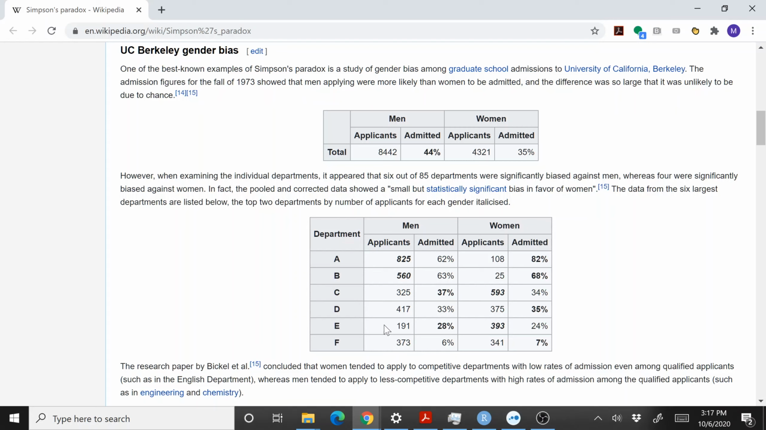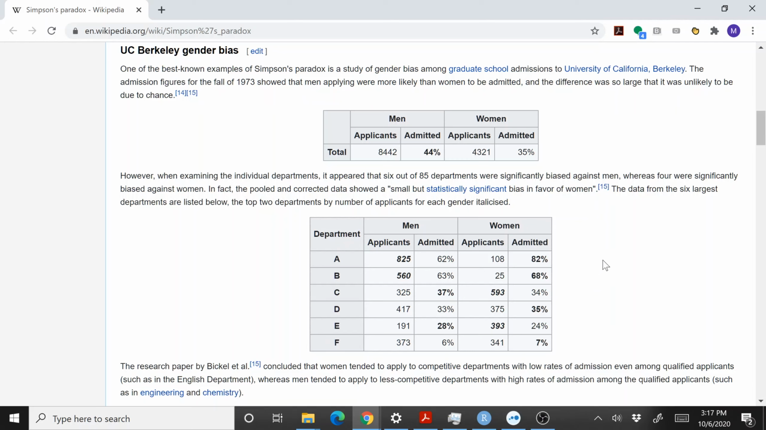If we look at the one above it, we see a sort of similar thing. Another fairly low admissions rate, below 30%. But we see actually twice as many women as men applying for this department. So women were tending to apply to these ultra-competitive departments, while men were tending to apply to these less competitive departments. And that's why we see this difference in the overall aggregate.